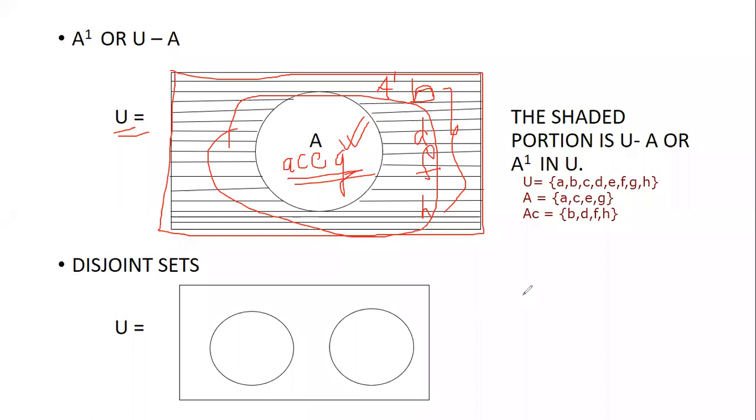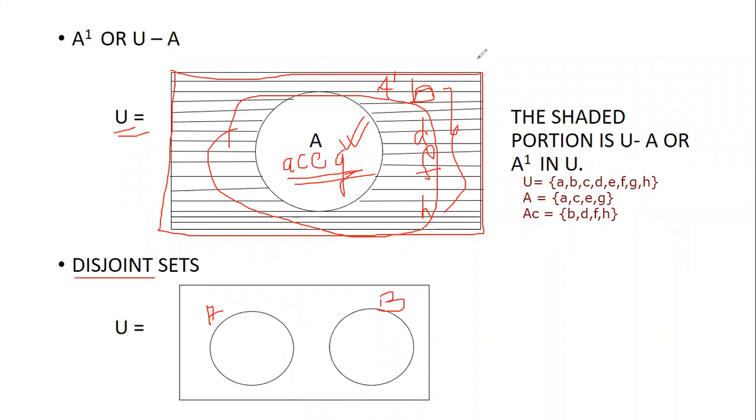Okay. Now let us go to the last type of set, that is disjoint set. In a disjoint set, there are two sets A and B. These two sets A and B don't relate to each other. There are no common points at all for A and B. So that is why it is called disjoint.